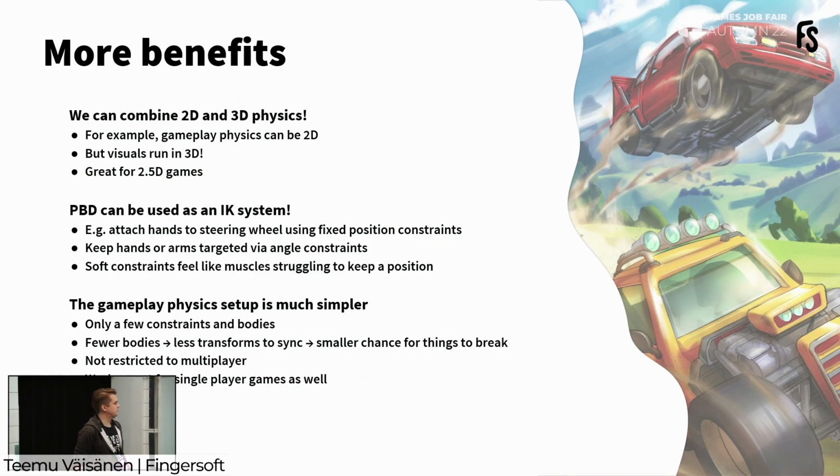In general, I think the main benefit is still that this makes the physics setup quite a bit simpler. You only have a few constraints and bodies on the actual gameplay physics side of things. And even though I mentioned the explosions in the multiplayer context, it of course happens in single player games too. So this kind of setup can reduce those cases as well. The idea is that if you have fewer bodies on the gameplay physics side, you have fewer transforms to sync, and then much less chance for things to break. And yeah, this is not restricted to multiplayer.